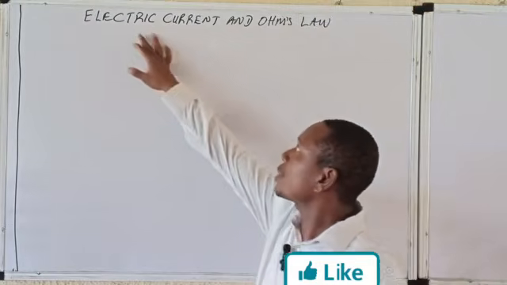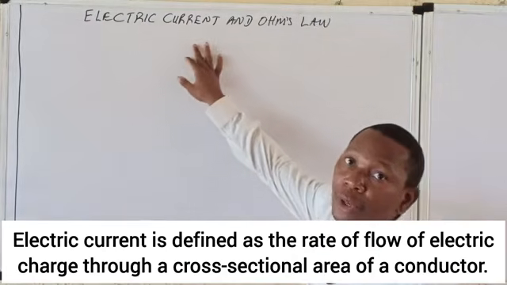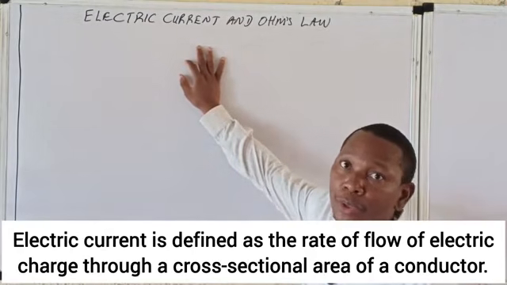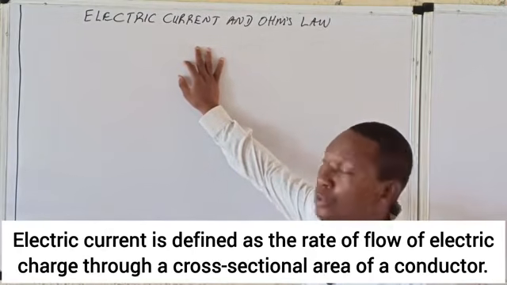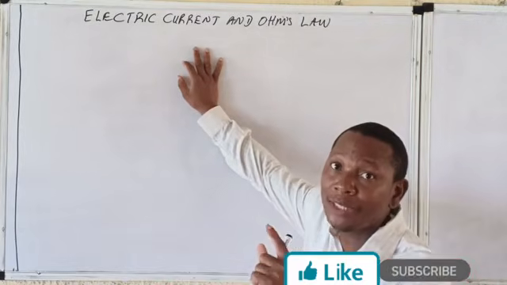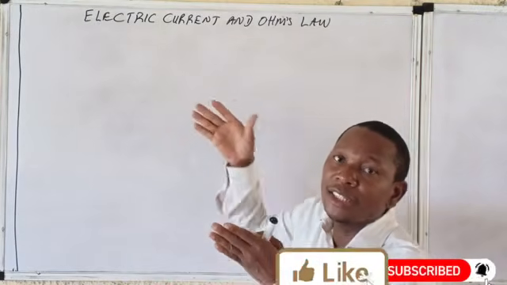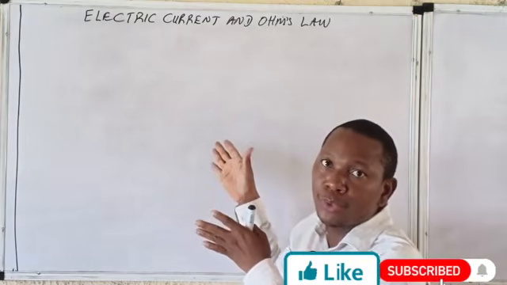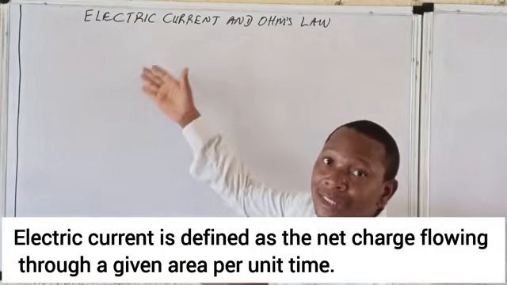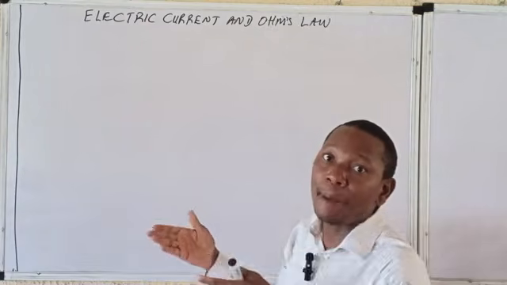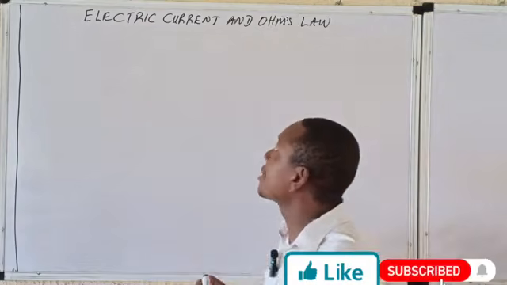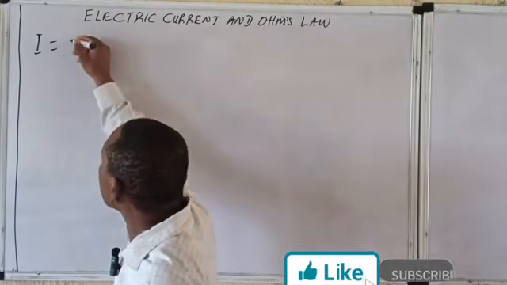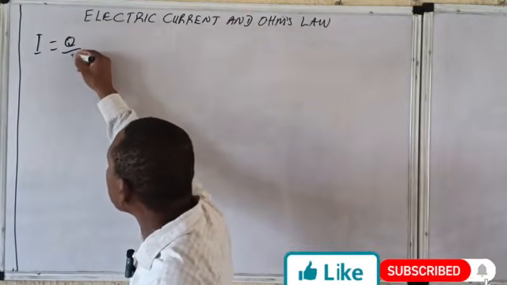Now, the first step, what is electric current? Electric current is simply the rate at which charge flows through an area of a conductor. Now, listen again. The term rate simply means change or net charge per unit time. So we can say electric current is the charge flowing through an area per unit time. So that is electric current. So we can say current is charge over time.